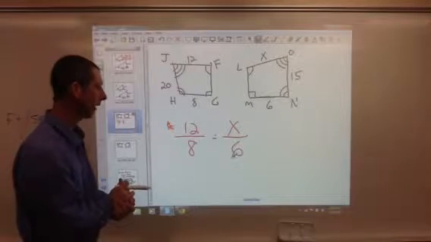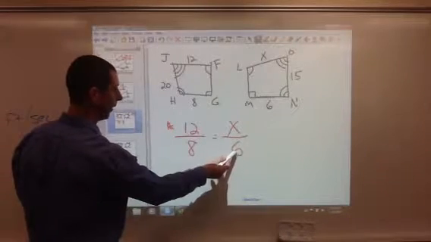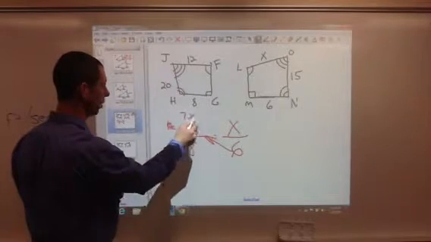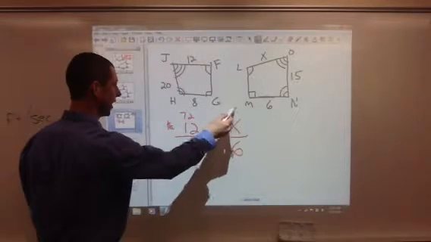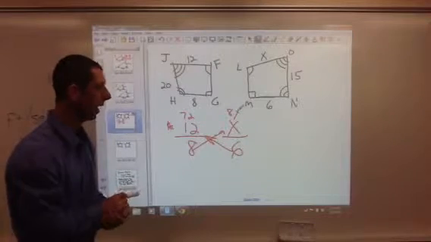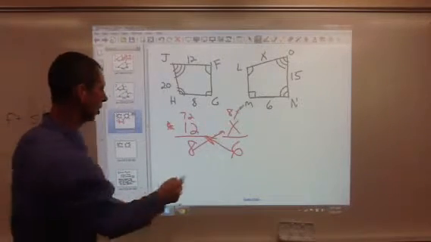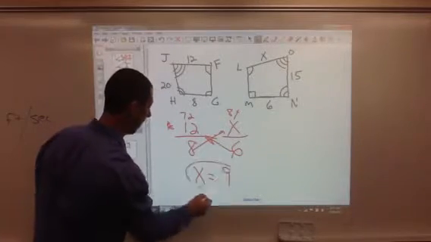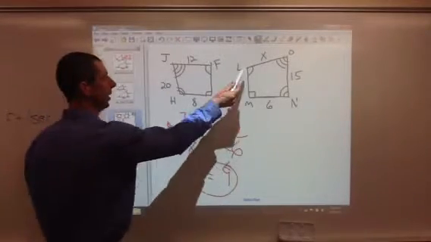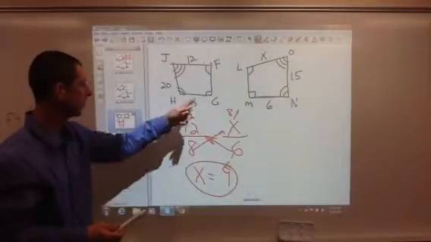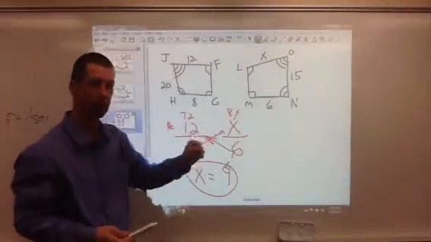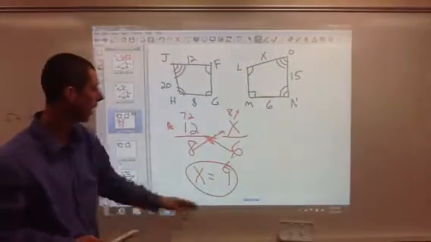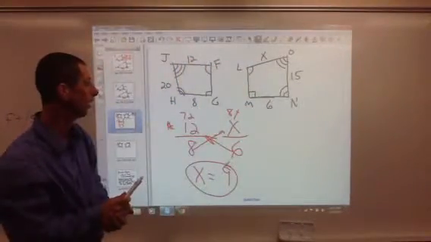Okay, so now if I cross multiply, I have 6 times 12, which is 72, and 8 times x, which is 8x. So if you divide, in this case now, by 8, you're going to get x equals 9. So that means that x up here would be 9, and that makes sense because where it's 8 here, it's 6 here. So if it's 12 here, it's got to be less than 12, and 9 seems to be a reasonable amount.